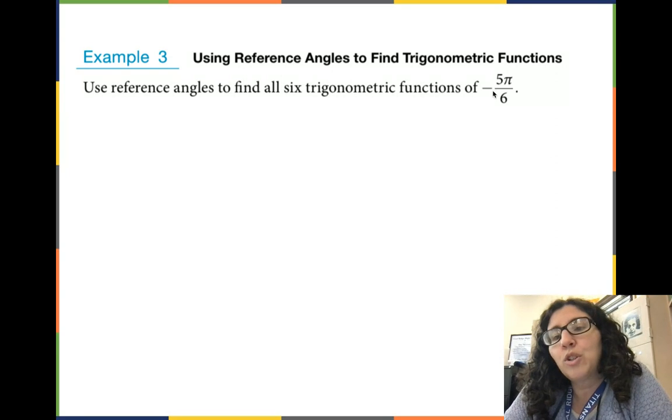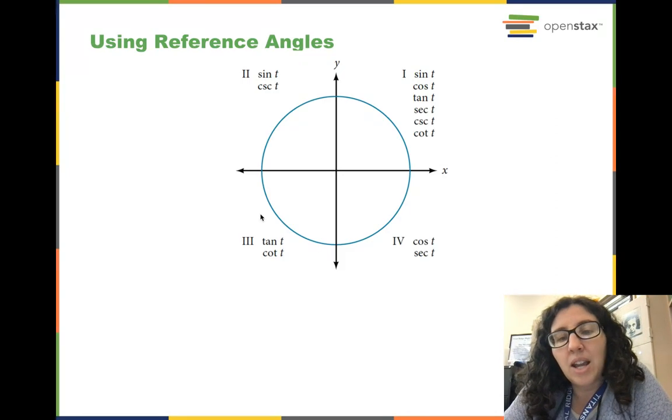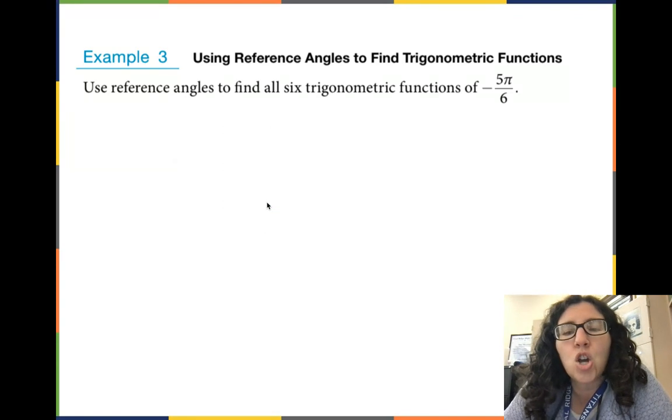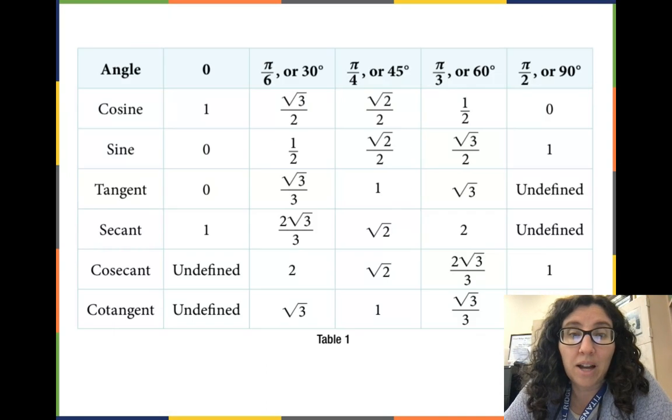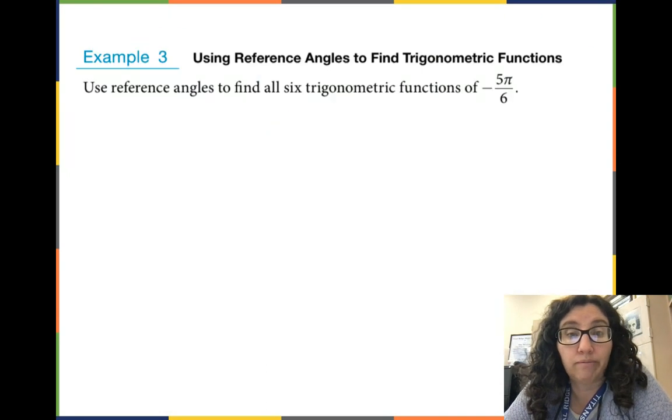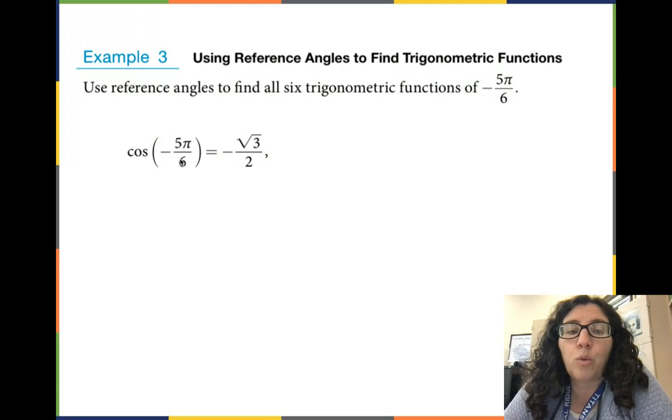All right, so we're going to have to use a reference angle. So let's go back here. Negative 5 pi over 6 is about right here. What's the reference angle for it? Well, it's pi over 6 away from the x-axis. So the reference angle is pi over 6. So what's cosine of pi over 6? Think about that for a minute. Cosine of pi over 6 is square root of 3 over 2, right? You could always go back to this table if you weren't sure. Square root of 3 over 2.